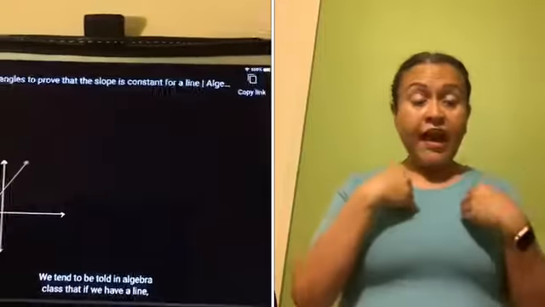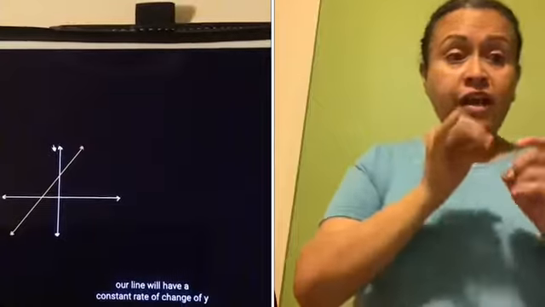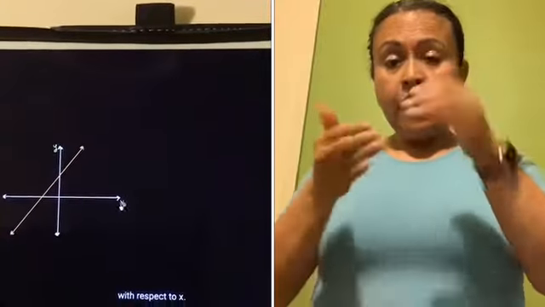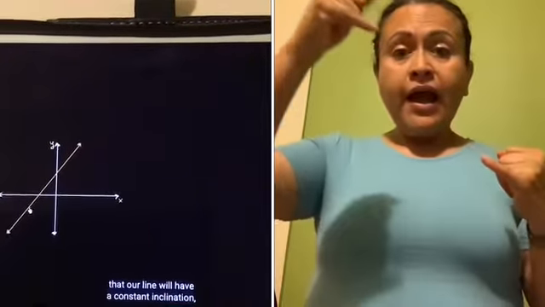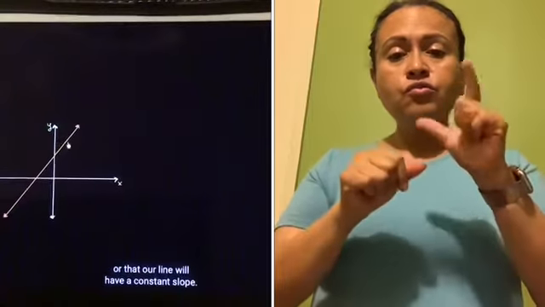Algebra class taught that if we have a line, our line will have a constant rate of change of y with respect to x. Or another way of thinking about it, a line will have a constant inclination, or a constant slope.